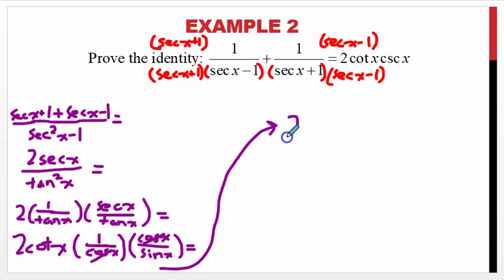So now I have 2 times cotangent. And instead of writing 1 over sine, since the other part's canceled, we know that the reciprocal of sine is equal to cosecant.